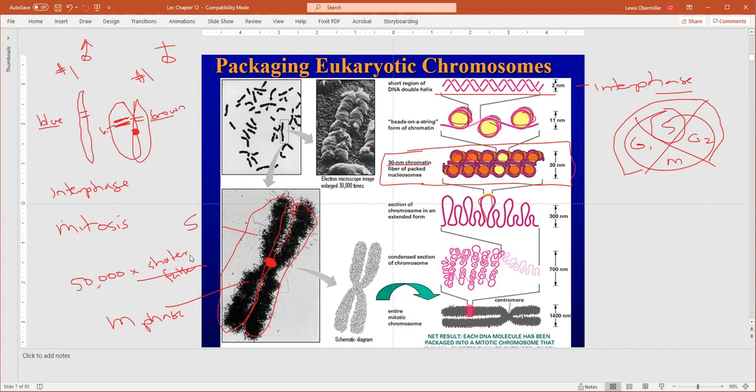All right. So what I want you to take away from this slide is that you cannot see chromosomes in interphase. You can only see them when they're condensed, and they only become condensed in mitosis. And that's after they're replicated. So that's after S phase, because we're going clockwise.